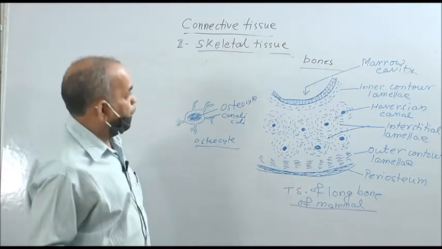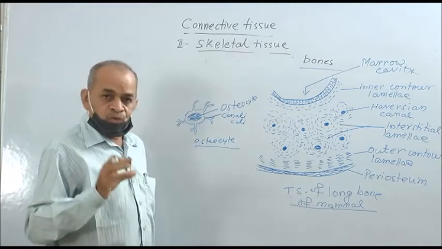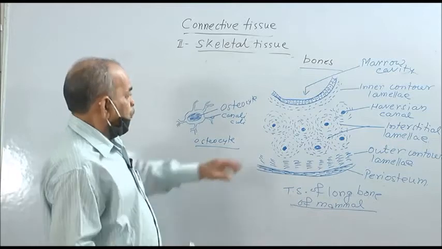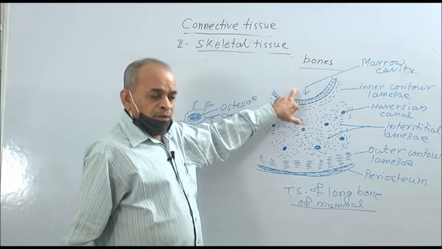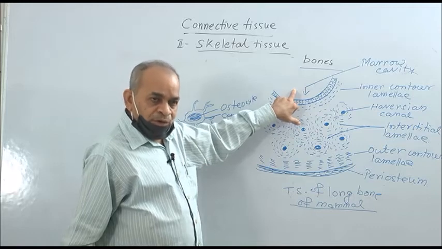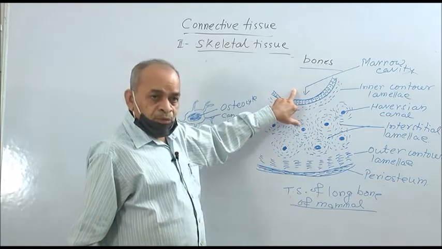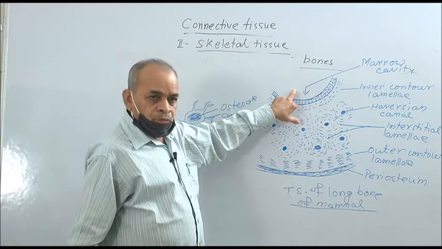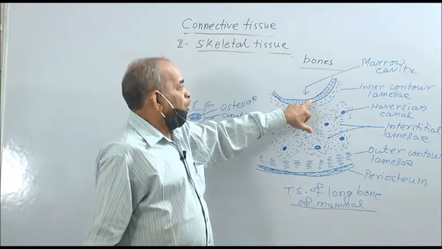So this is the structure of a transverse section of a long bone. This is the marrow cavity, because in long bones there is a marrow cavity in the center, and that is filled with a substance known as bone marrow. Two types of bone marrow are there, yellow bone marrow and red bone marrow. We'll discuss later on. And this is the innermost layer.